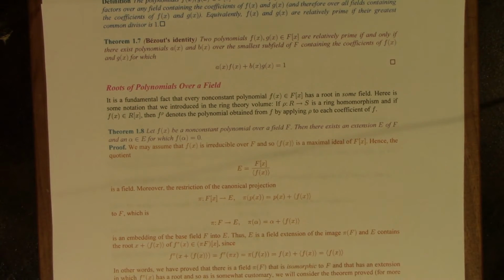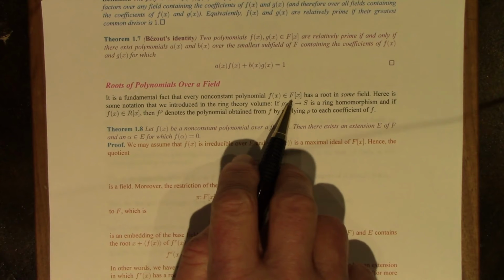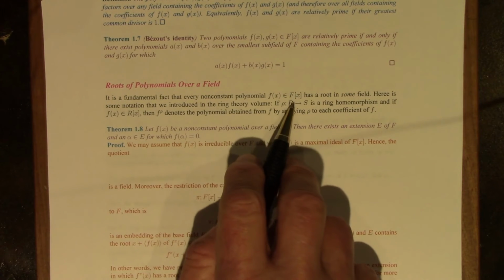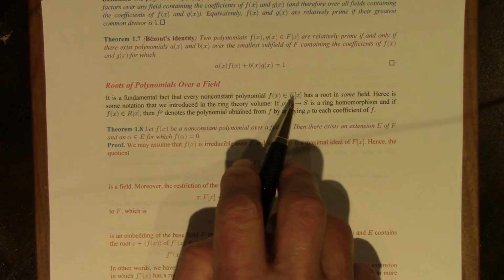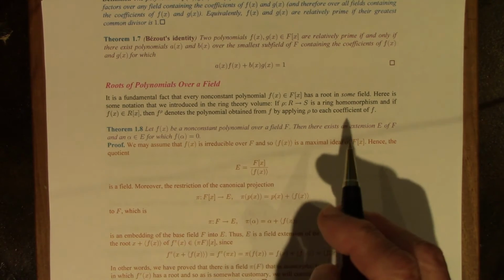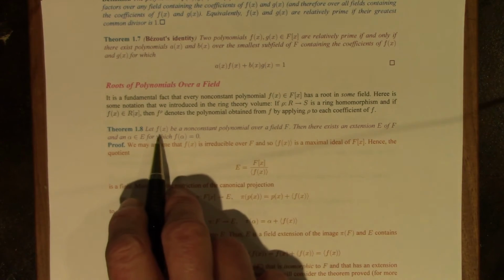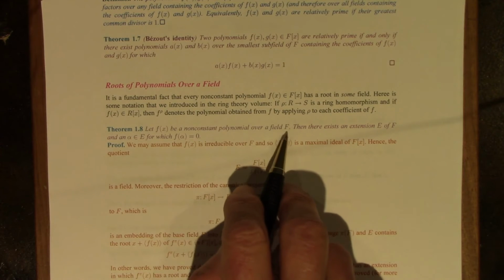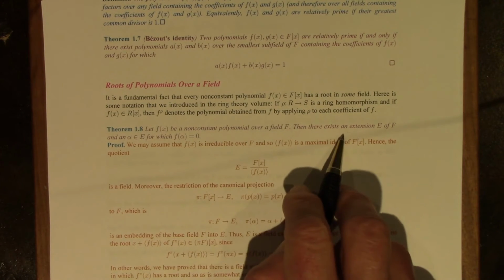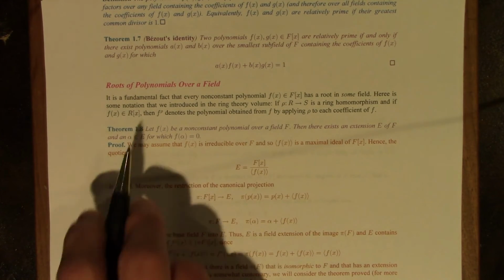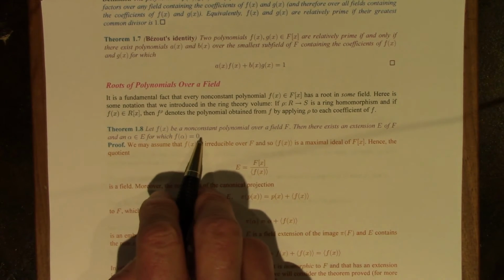It is a fundamental fact that every non-constant polynomial over a field F has a root in some extension of F. And here is the theorem. Let f(x) be a non-constant polynomial over field F. Then there exists an extension E of F and an alpha in E for which f(alpha) is 0.